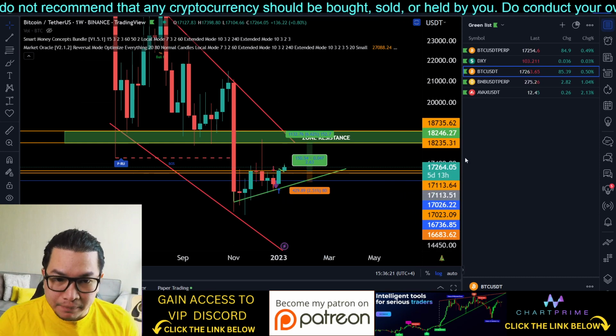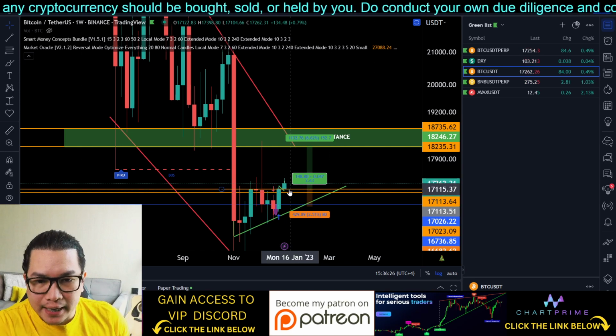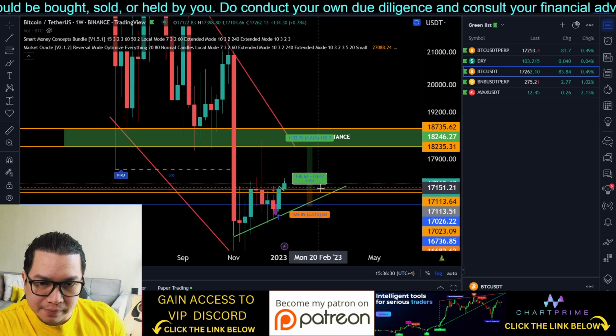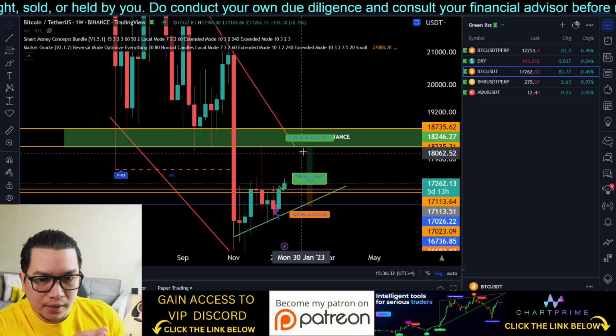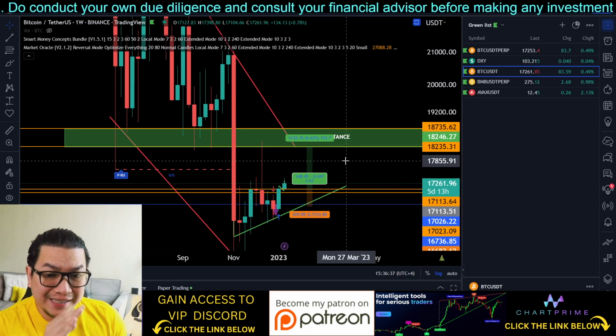But until then, right now, Bitcoin is just trading. Look at this weekly candle trading above all of these resistances. I'm still expecting a possible move up to 18,000. So let's see in the coming weeks.